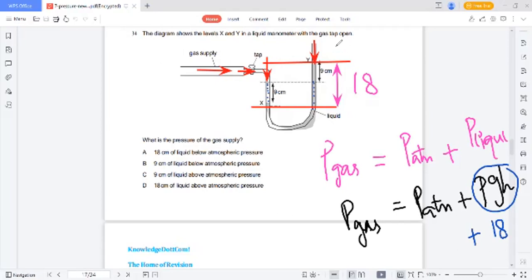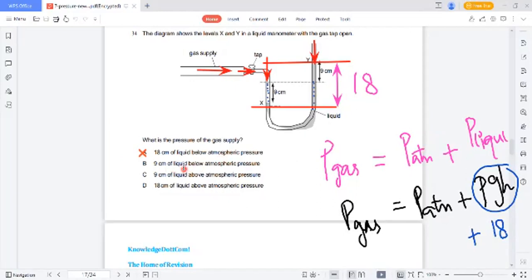Okay, now let's see the options. 18 centimeter of liquid below atmospheric pressure, 18 centimeter plus some atmospheric pressure. So this option is wrong, because it means the pressure is below atmospheric pressure, means whatever the atmospheric pressure is minus this 18. The liquid pressure is 18 and there is a plus sign, not the minus sign, so that it would be 18 less than the atmospheric pressure. So that's why this term is incorrect.